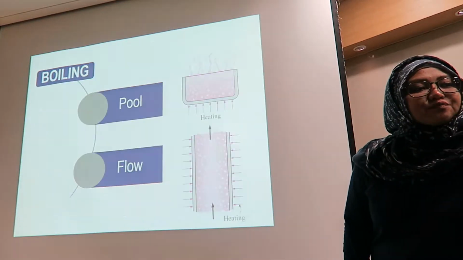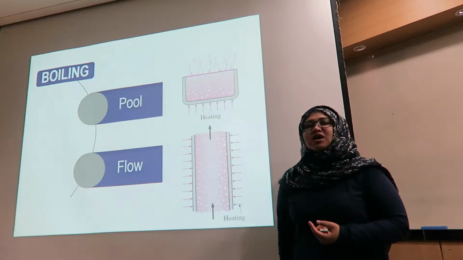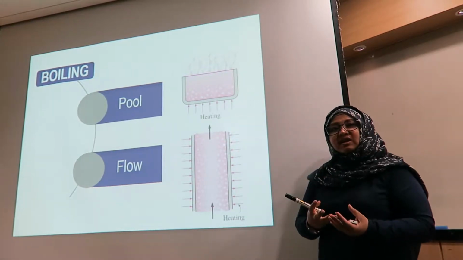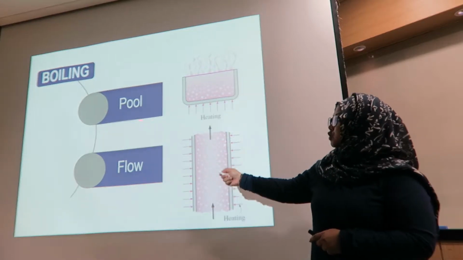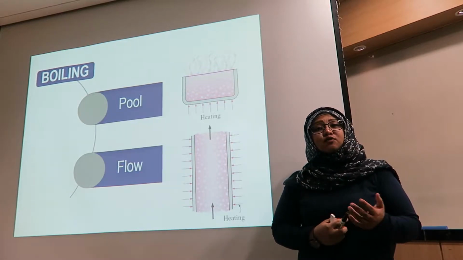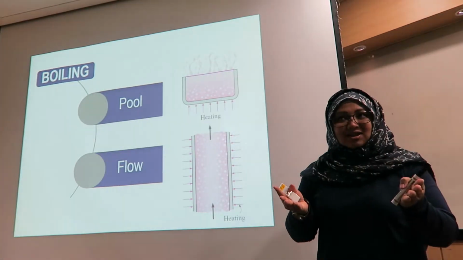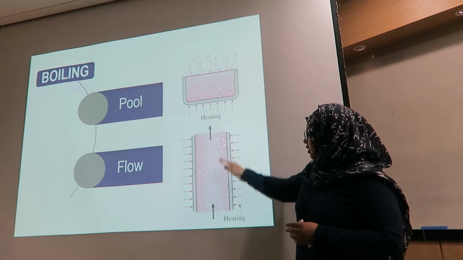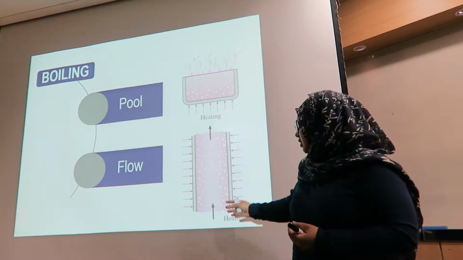Now let me ask you, what is boiling? Alright, boiling is the formation of bubbles due to heat addition. In this case, boiling is classified into two, pool and flow, and it depends on the presence of fluid motion. In pool boiling, the fluid is stagnant, static, and in flow boiling, the fluid is forced to move in the heating pipe. So normally we use a pump to do this.